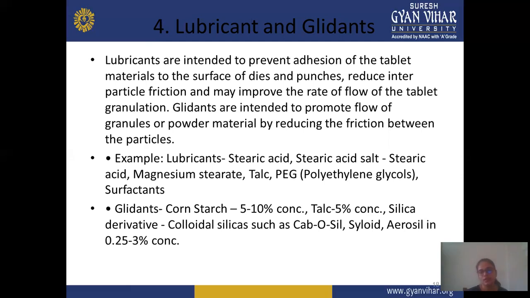Next is examples of glidants. As a glidant, we use cornstarch, concentration 5 to 10%. Talc is 5%. Silica is mainly a derivative. In this, we use colloidal silica such as Cab-O-Sil and Aerosil, concentration 0.25 to 3%. This glidant helps to improve the powder flow property, or may be used during granulation to reduce the particle-particle interaction or friction between the particles. This is all about lubricant and glidant.